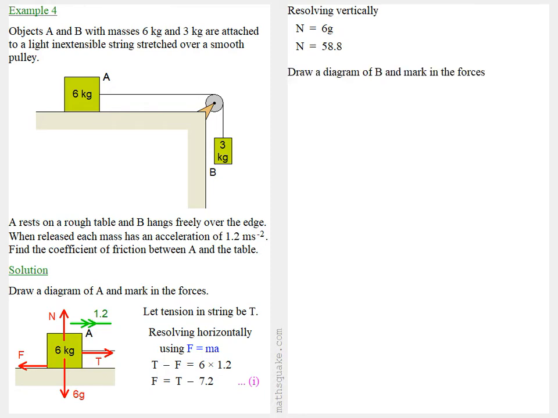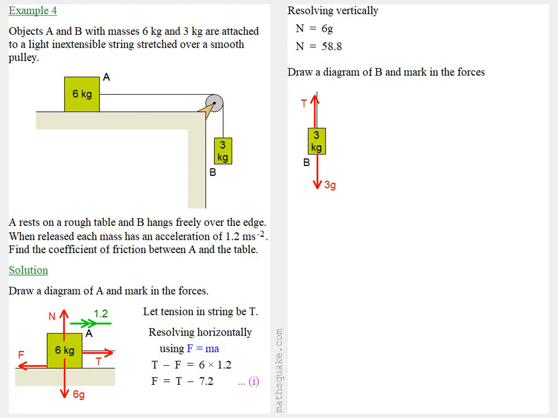Now we can draw a diagram of B and mark in the forces. Again, the first thing we can draw is the weight, which will be 3G, and there is a tension T vertically upwards. Now because the string is light and the pulley is smooth, the tension on B is the same as the tension on A.